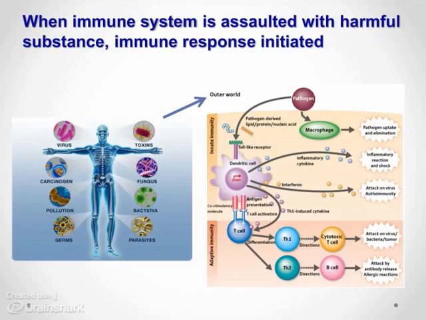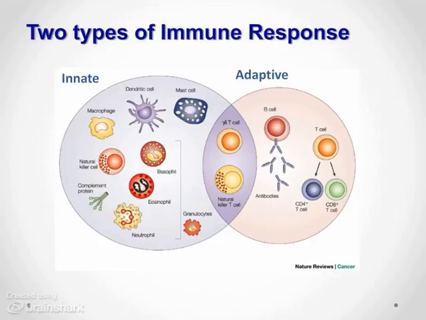When the body's immune system encounters a harmful pathogen, such as a virus, bacteria, or a parasite, an immune response is initiated. It can be a specific cellular response, such as a B cell making an antibody to the bacteria, or a more generic response, such as the release of inflammatory cytokines. These two different mechanisms are called innate and adaptive immune responses.